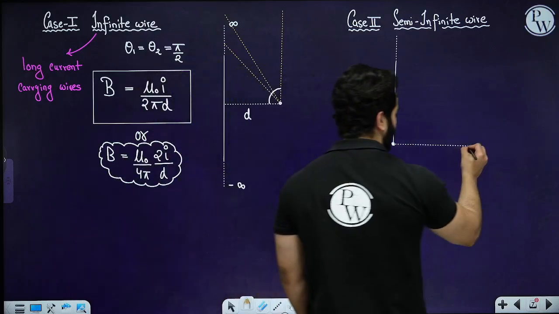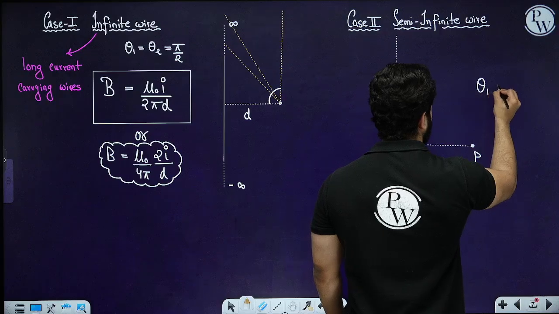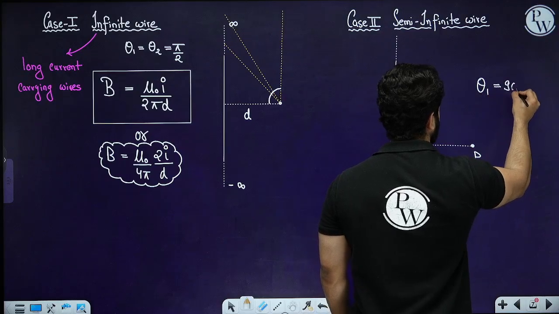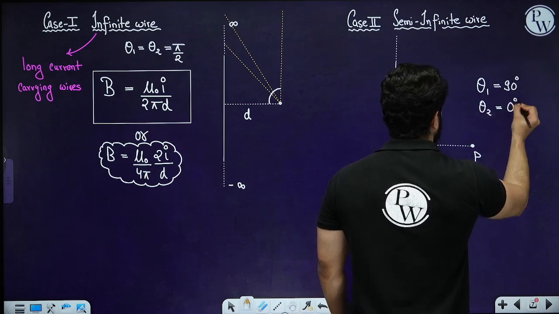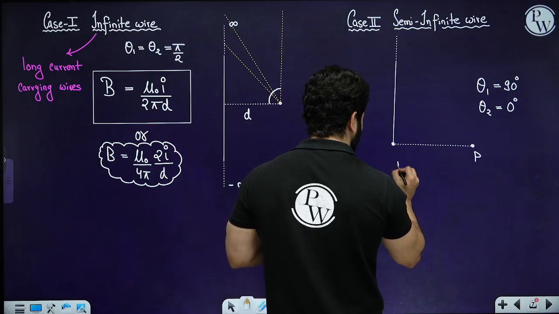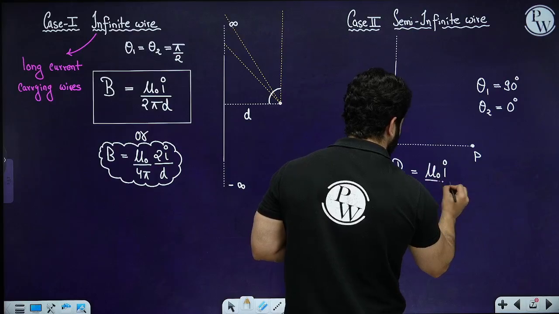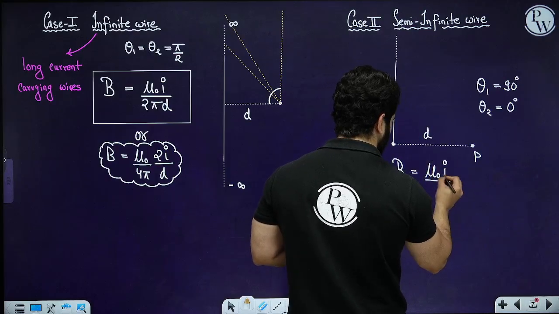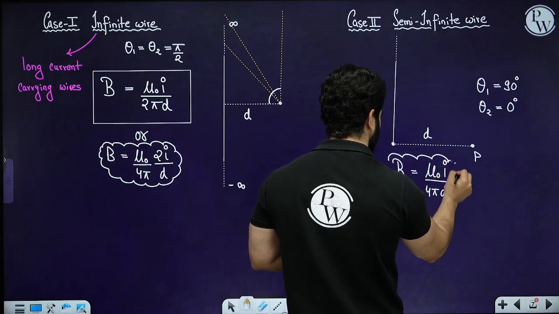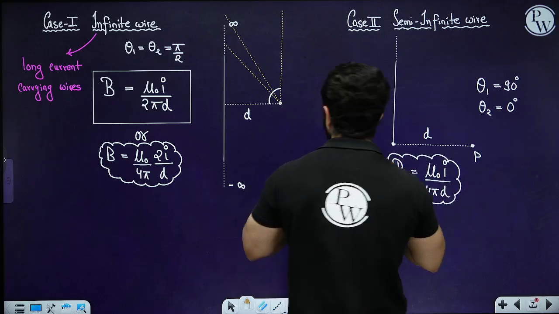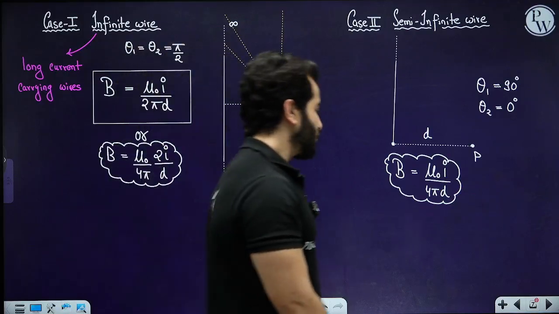So that means if I am going to talk about point P, if I am going to draw the angles, one of the angles is going to be 90 degree, sure, and theta 2 is going to be just 0 degree. So basically the magnetic field for a semi-infinite wire would be just half of the previous one. So mu naught I upon, let's suppose this distance is also d, mu naught I upon 4 pi d. Just half of the complete infinite wire. Hopefully this makes sense, right?